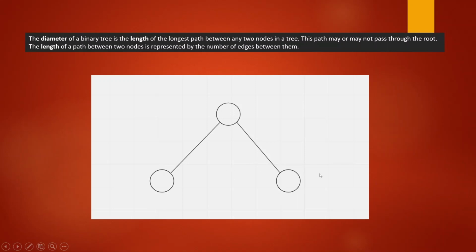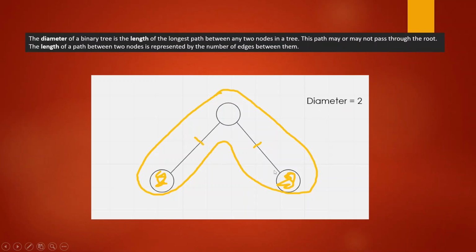So suppose these are the two nodes we have here, and the longest path will be this right here. So the diameter will be 2 because these are the number of edges we have in this path. It may or may not pass through the root, and the length of the path between two nodes is represented by the number of edges between them. So we have two edges right here, so diameter will be 2 for this graph right here.